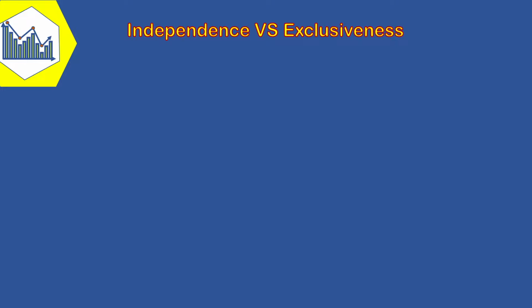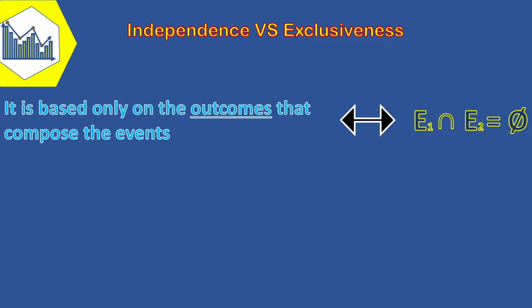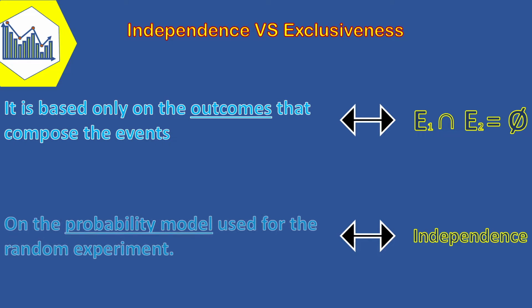A mutually exclusive relationship between two events is based on only the outcomes that compose the events. However, the independence of a relationship depends on the probability model used for the random experiment. Often, independence is assumed to be a part of the random experiment that describes the physical system under study. Now, to understand this definition properly, let's see an example.